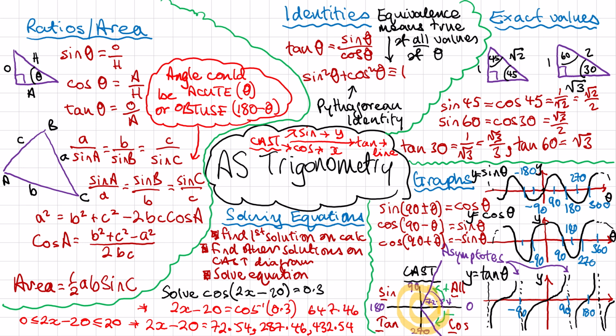Now what we do is we take all of these values, we add 20 to each one, and then we divide by 2 to find the final solutions. And those solutions are 46.27, 153.73, 229.23, and 330.77. So that completes the AS trigonometry recap.